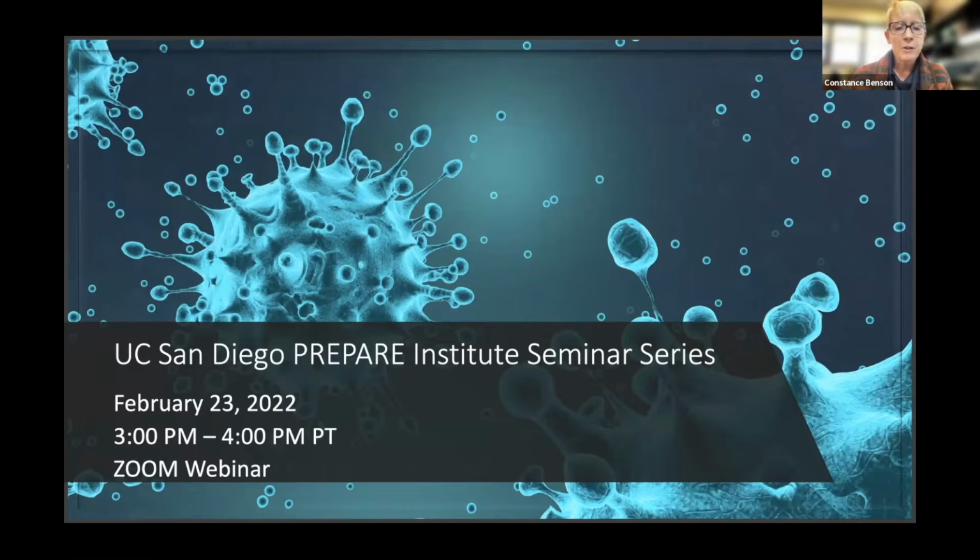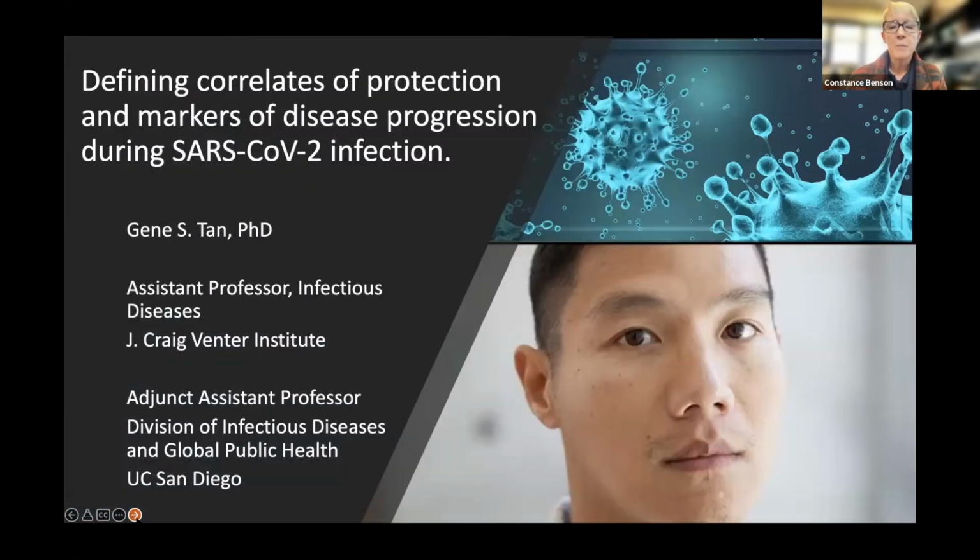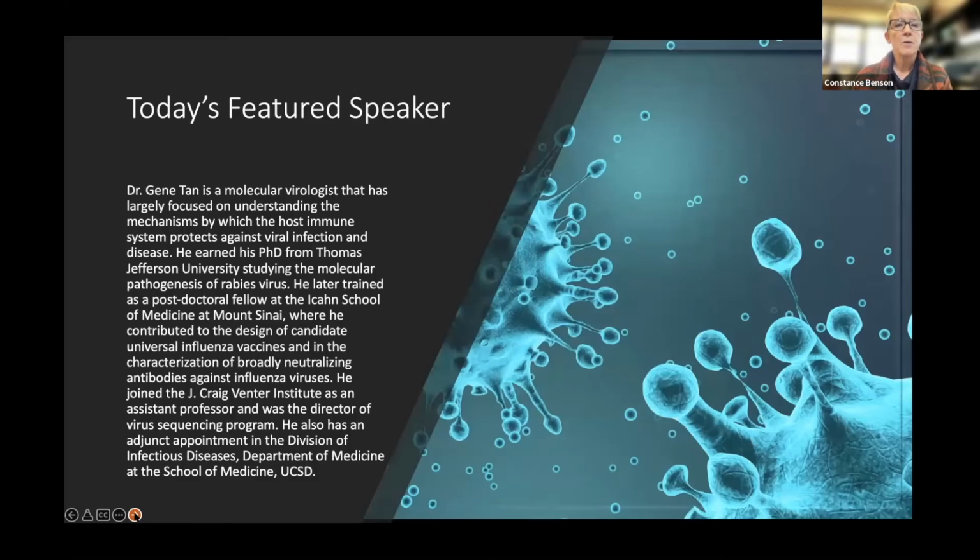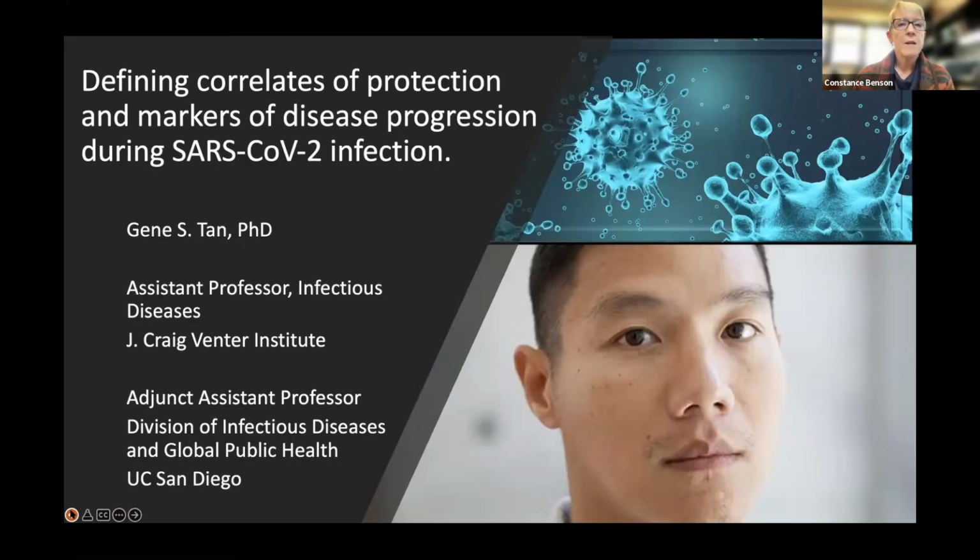So, if I could have the first slide today, our inaugural speaker for our first seminar in this series is Dr. Gene Tan. He's an assistant professor in infectious diseases at the J. Craig Venter Institute and an adjunct assistant professor in our Division of Infectious Diseases and Global Public Health here at UCSD. He will be talking on defining correlates of protection and markers of disease progression during SARS-CoV-2 infection.